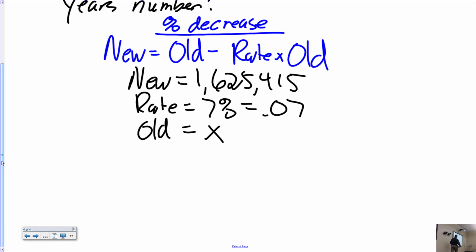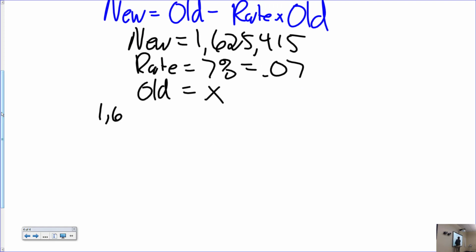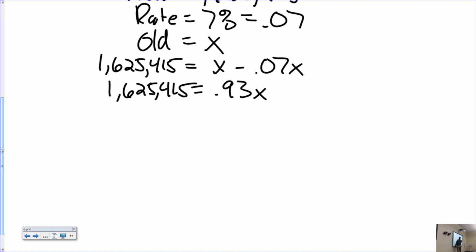And now you can do some algebra, right? Of course, the numbers are annoying, right? 1,625,415 equals X minus 0.07X. Now that you guys have seen it a few times, what is X minus 0.07X? Agreed. All right. Don't expect me to answer that all the time. And so then how do we get up to our earlier value? Divide by the 0.93. Now, folks, what does this number represent?